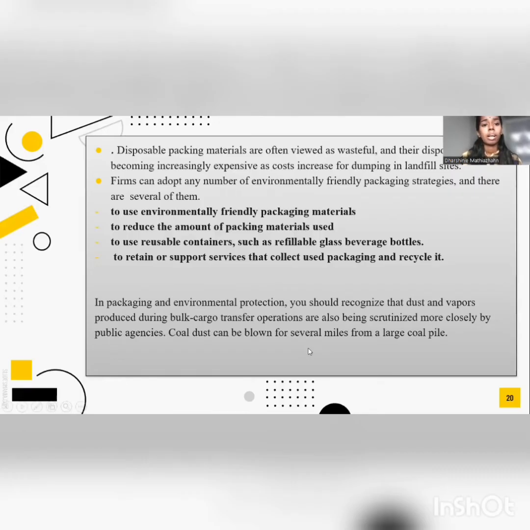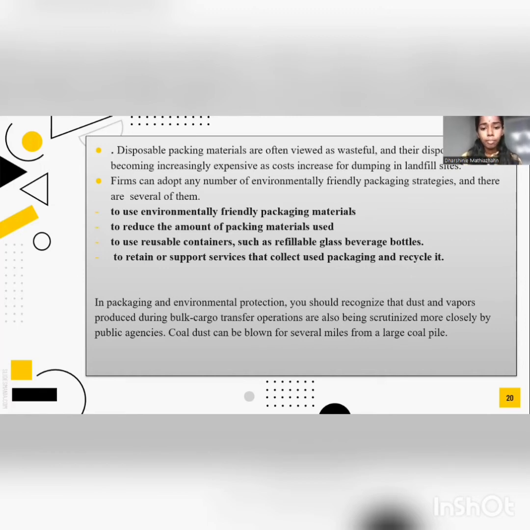Okay. Disposable packaging materials are often viewed as wasteful, and their disposal is becoming increasingly expensive, with costs increasing for dumping in landfill sites. Firms can adopt any number of environmentally friendly packaging strategies, and there are four. The first one is to use environmentally friendly packaging materials, to reduce the amount of packaging material used, to use reusable containers such as refillable glass beverage bottles. Last but not least, to support services that collect used packaging and recycle it.